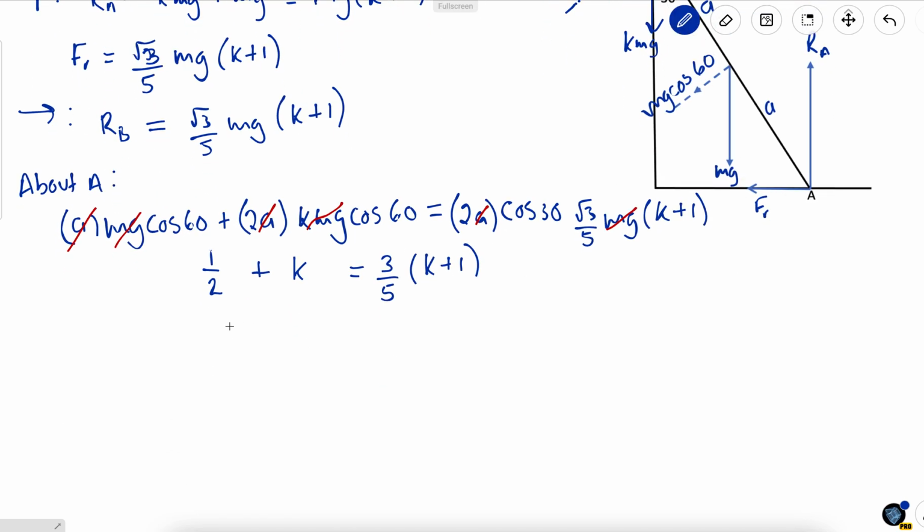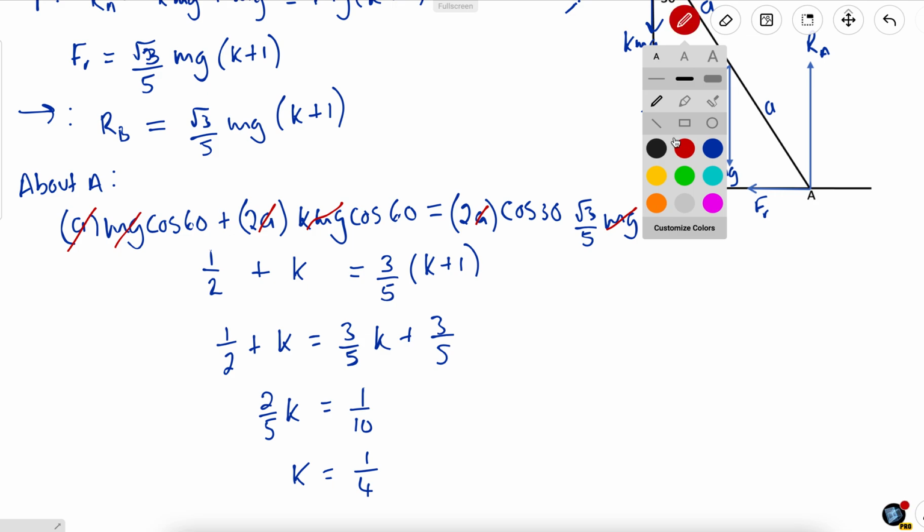So now I'm just going to multiply out and rearrange. Now 2/5 k equals 3/5 minus a half, which is 1/10. So k is equal to a quarter.